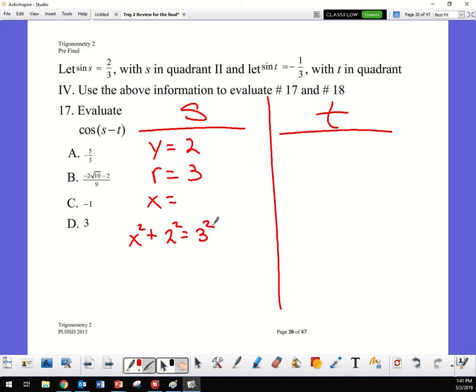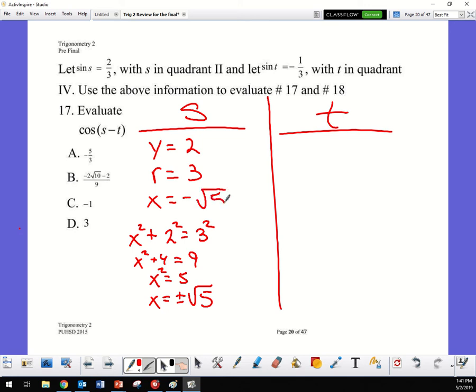X squared plus 4 equals 9. So X squared equals 5. X equals plus or minus rad 5. What quadrant is S in? Quadrant 2. And I know in quadrant 2, X has to be negative. So my X is negative rad 5.